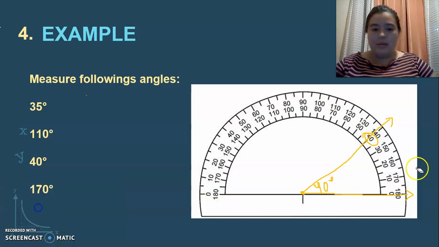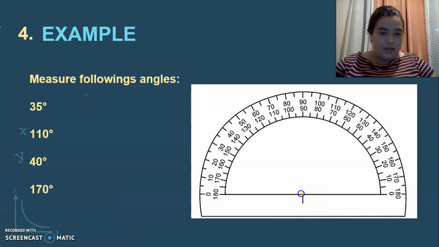And the last one, we have to make an angle with 170 degrees. As always, our vertex in the middle of the protractor, our first ray, and then we look for 170. If you see, we have 100, 110, 120, 130, 140, 150, 160, 170. So we make our second ray to the 170, and this is how we can make this angle with 170 degrees.